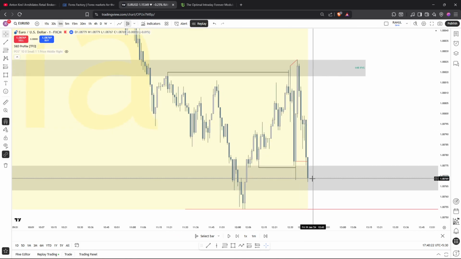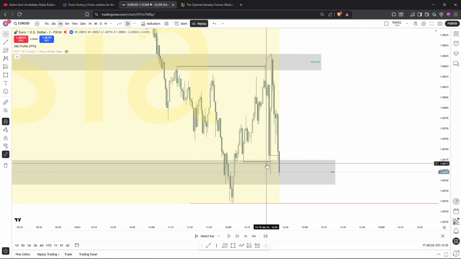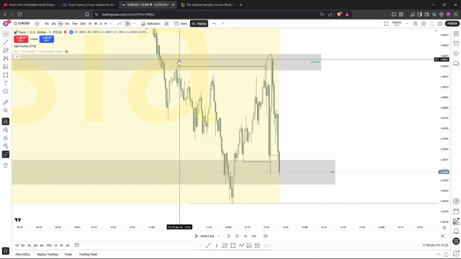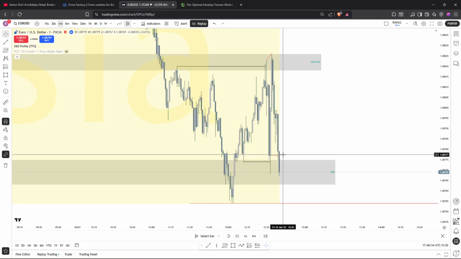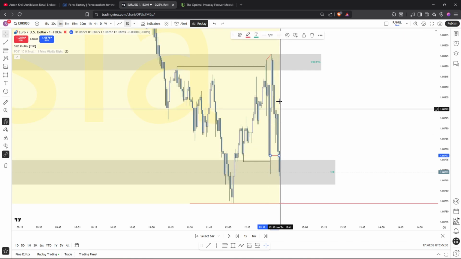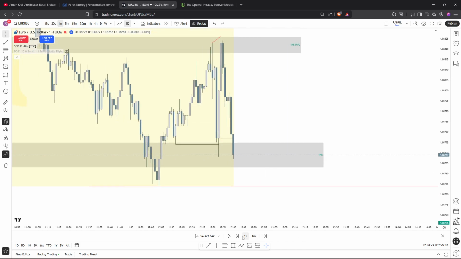See, it rejected the 1 hour FVG, went up, took buy side liquidity, gave a manipulation leg, rejected the 1 hour FVG, came down, gave us a manipulation move, changing the state. So here will be the entry.